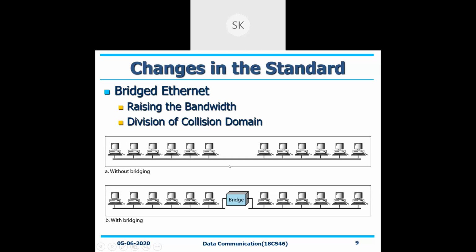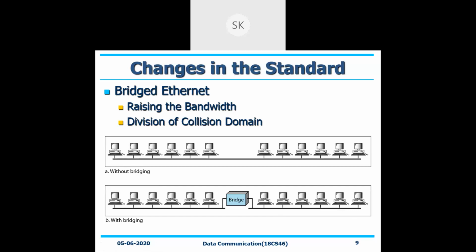What is this bridged Ethernet? See, there will be one small device, a router type of device. It is not a router, but a router type of device will be available with respect to your connectivity between two different areas where you are having the LAN connectivity. So see here, this is without having the bridging network.